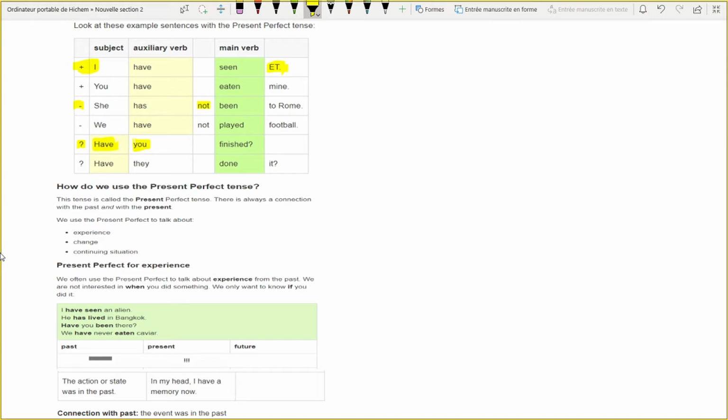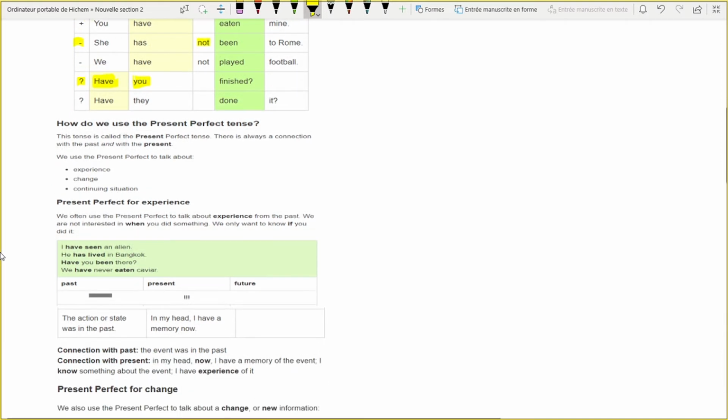So, how do we use the present perfect tense? This tense is called the present perfect tense, and there is always a connection with the past and with the present. Okay, this is why we call it the present perfect. So, we use the present perfect to talk about either experience, change, or continuing situation. Okay, so how do we use the present perfect to talk about experience? All right.